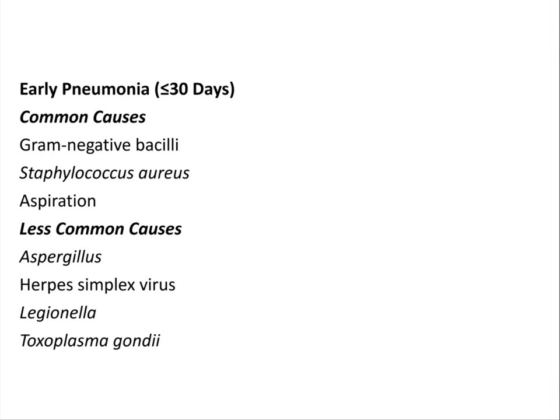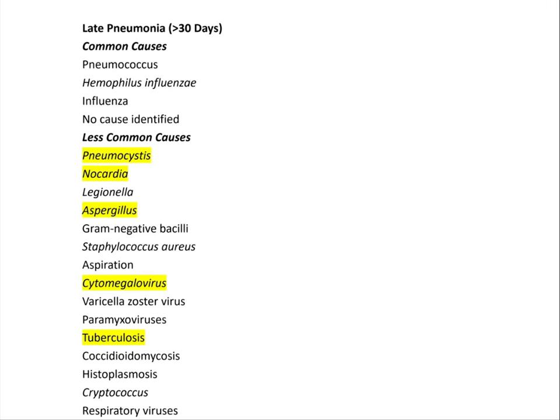Less common, but you're going to see it: Aspergillus, herpes reactivation, we've seen Legionella, and toxo, if they have latent toxo or the donor has latent toxo and they're not on prophylaxis. Once there is toxo, you have to be on chronic prophylaxis, because the toxoparasite has a special predilection for the heart muscle.